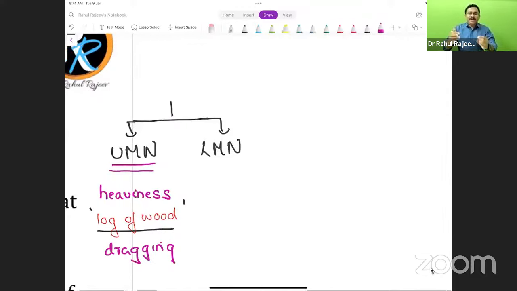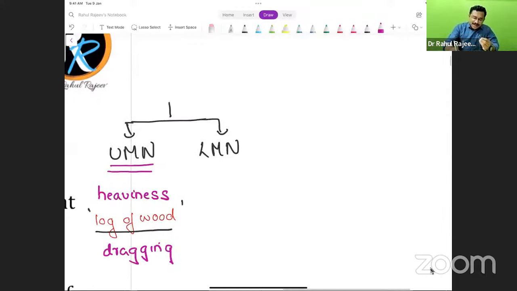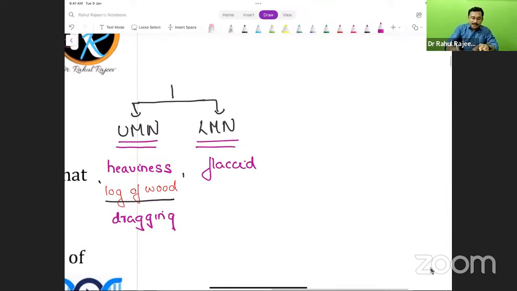Whereas LMN weakness means it is mostly a flaccid weakness. So the patient will not have any features of heaviness, dragging. It's mostly flaccid. The limb feels very much flaccid. That is what happens in LMN weakness. But my dear friends, sometimes you might get fooled, because some cases of UMN weakness can present with a flaccid weakness. So remember, UMN weakness also can sometimes present with flaccid weakness.